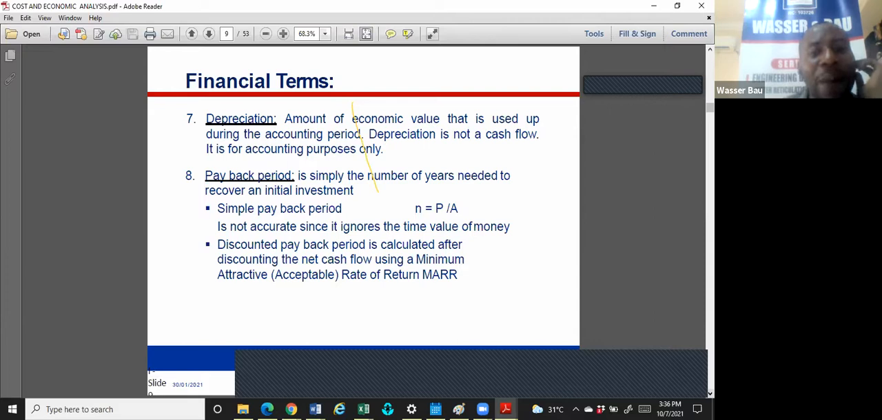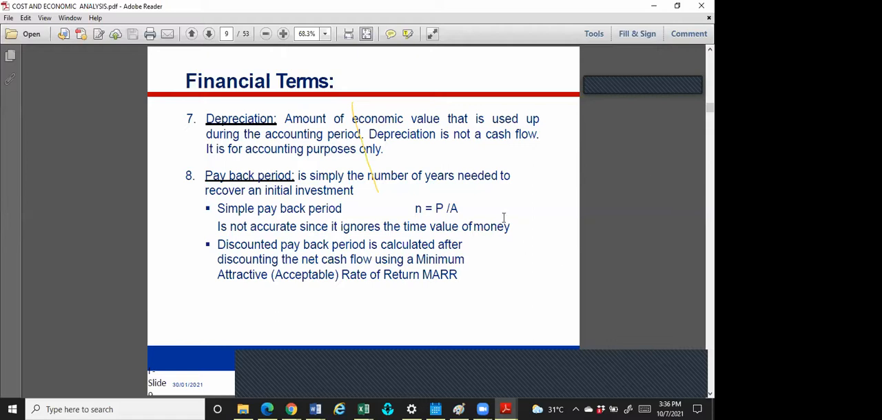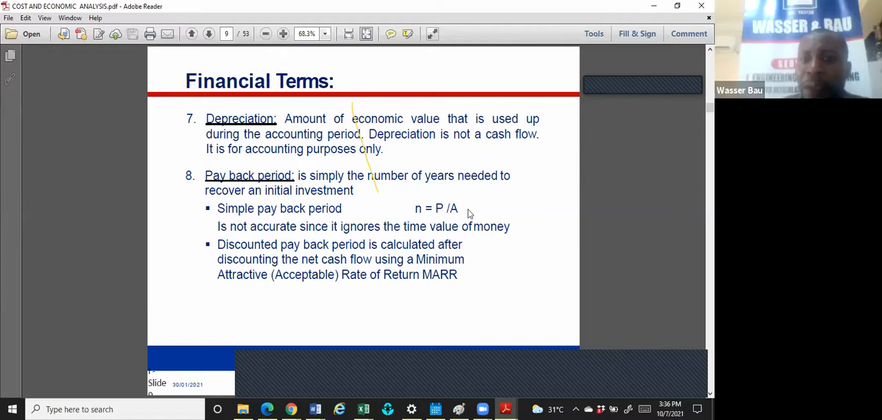The next one is payback period. Payback period is simply the number of years needed to recover an initial investment. So we have what we call the simple payback period, and we have what we call the discounted payback period. The simple payback period is simply the principal divided by the annuity.